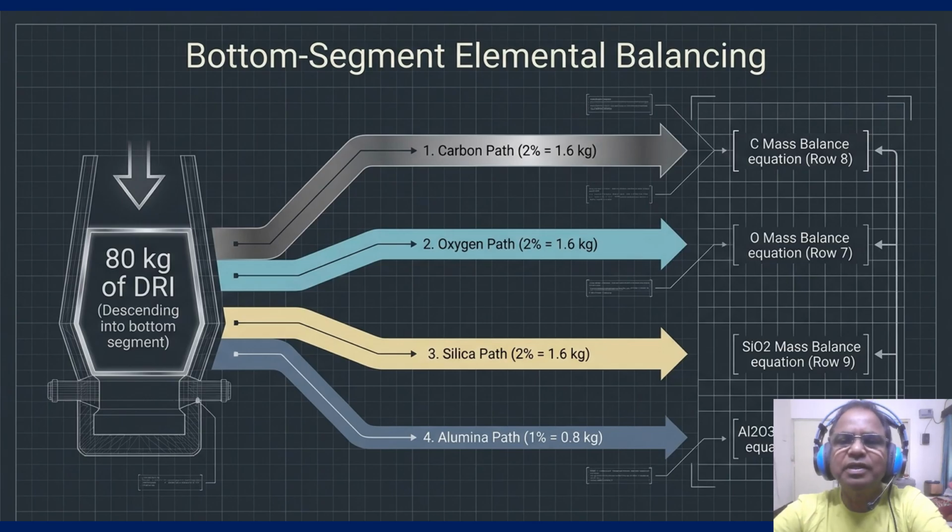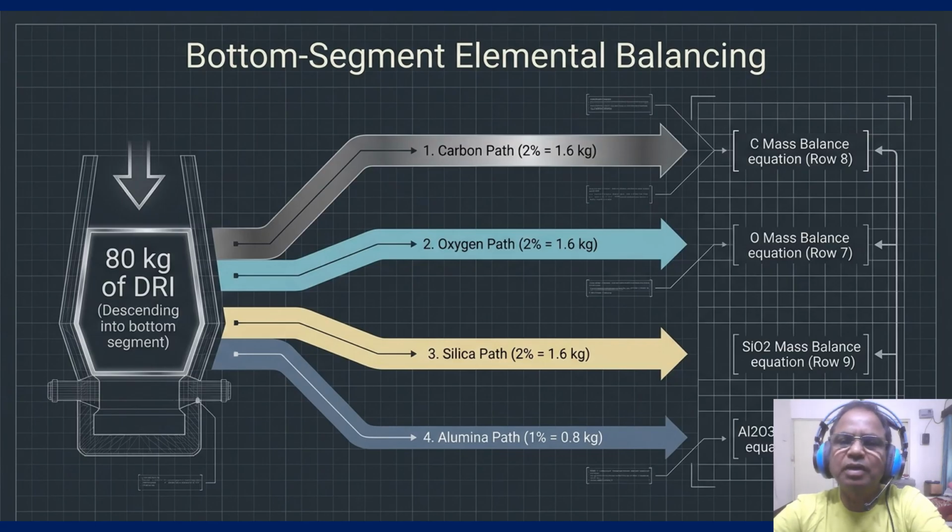Why does this matter? Because every gram of silica in the DRI is a gram of silica that is not coming from higher gangue or our coke. By tracking this path, we ensure that our slag mass calculation and our carbon out specification remain airtight. We are mathematically ensuring that the carbon in the DRI is credited towards the final hot metal chemistry, further reducing the reliance on the coke as the sole carbon source for the process.